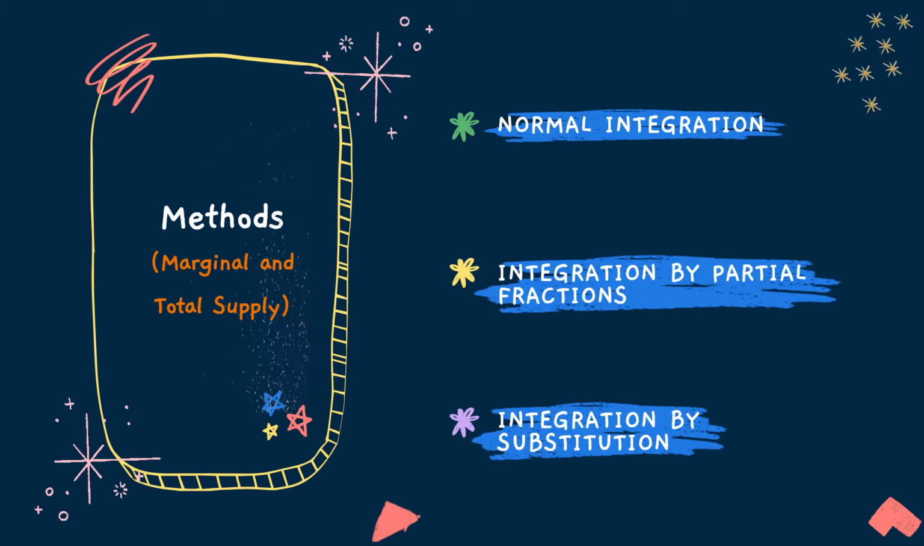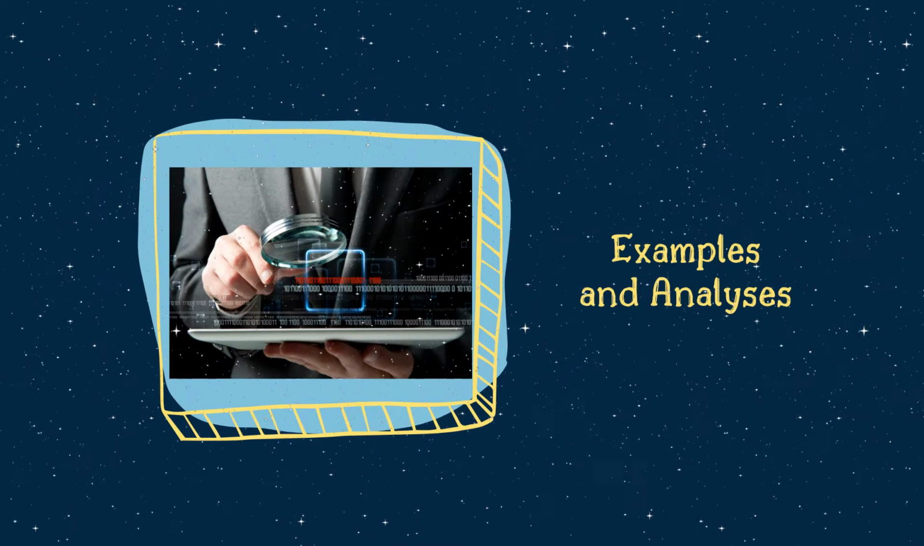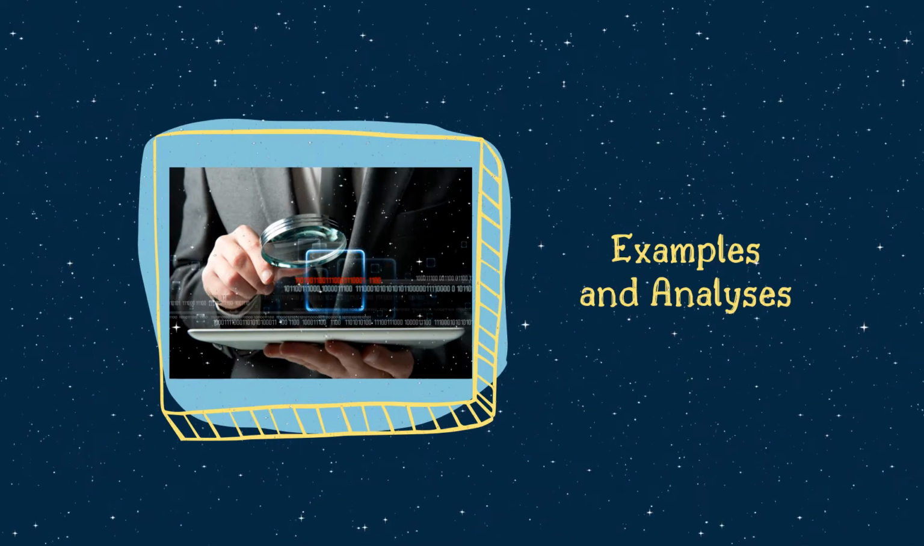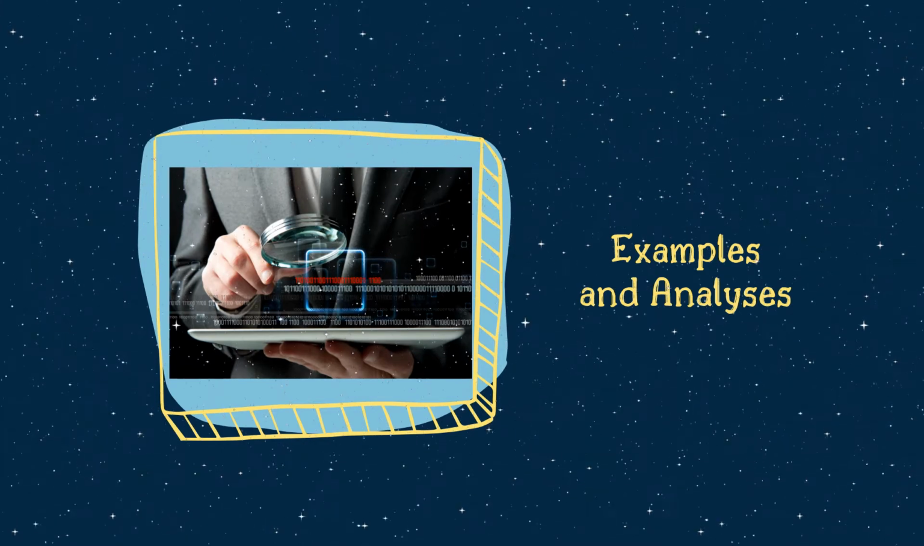For our second key concept, which is marginal and total supply, we also use three methods, which are normal integration, integration by partial fractions, and also integration by substitution. These three methods are used in order to obtain the supply function from the marginal supply. Next, let's move on to the examples and analysis of the application of integration in economics.